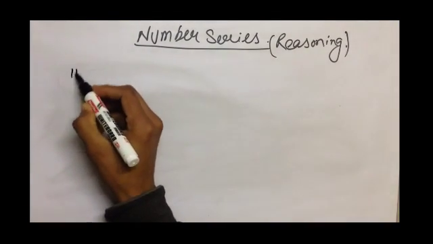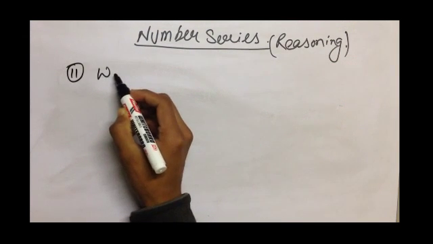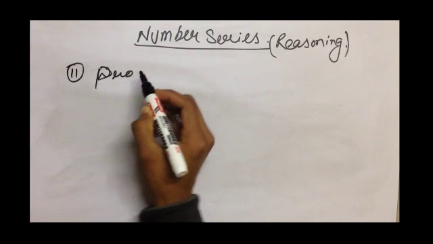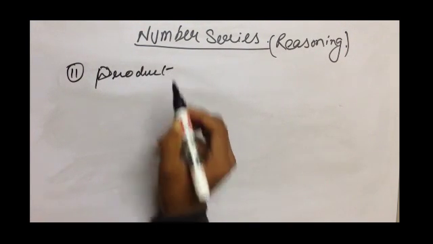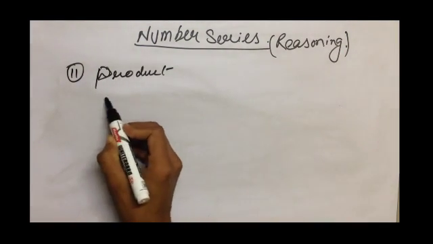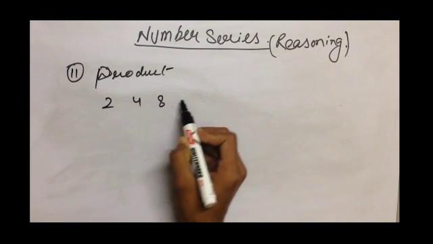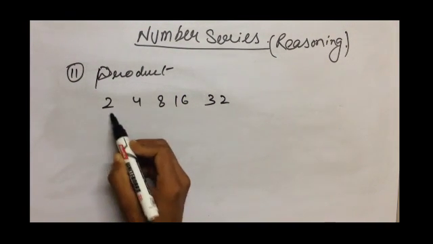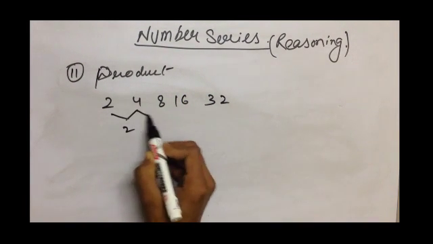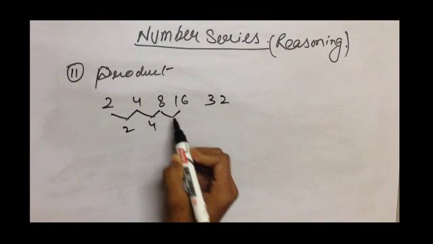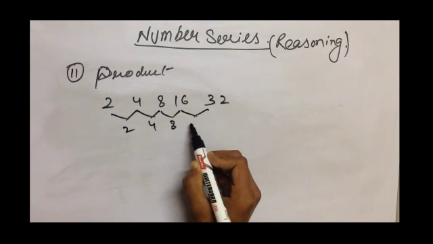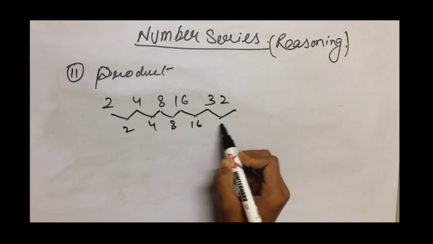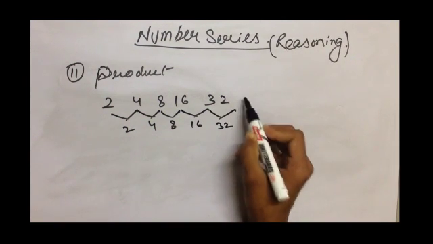The second type of questions that we have are based on product. Few questions are very simple. Suppose if I say 2, 4, 8, 16, 32, I have to find the next term. I can very easily find out, because I know that 2 into 2, 4, 4 into 2, 8, 8 into 2, 16, 16 into 2, 32, and 32 into 2, 64. My next term is equal to 64. Without any problem, I can answer it.